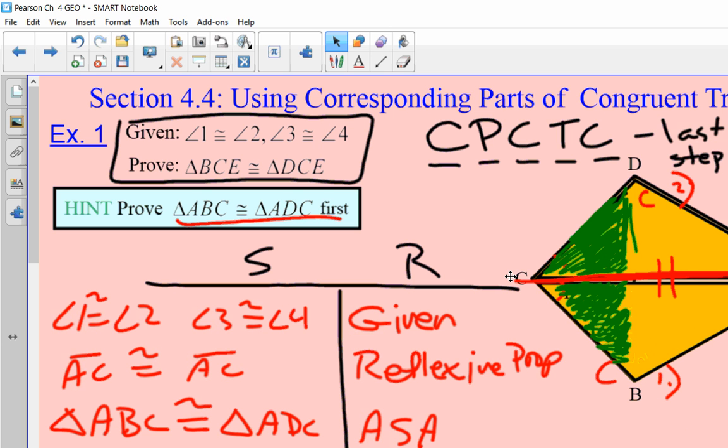And I hope that you agree with me that they are. Okay? So now what I can say is, since I proved that triangles were congruent, and the smaller ones were pieces of the bigger ones, I proved that triangle DCE was congruent to triangle DCE by congruent parts of congruent triangles are congruent.